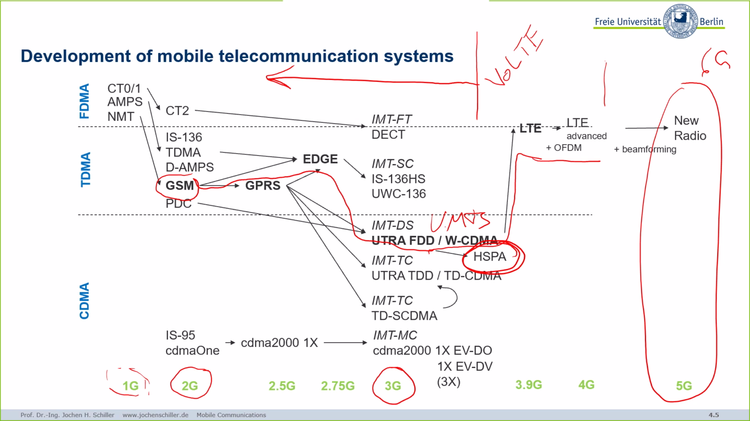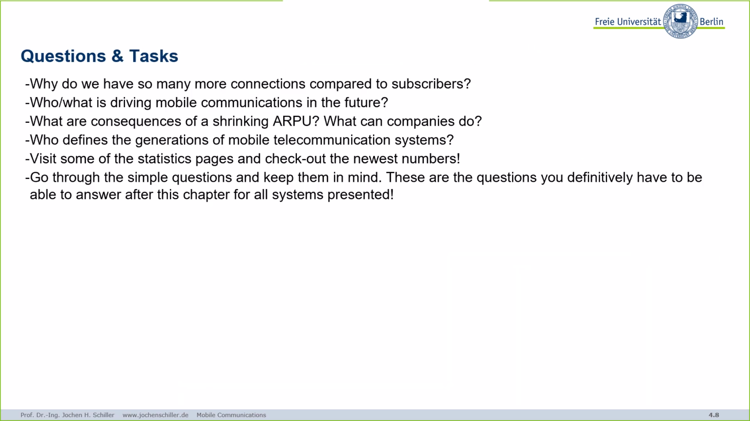Okay, so now let's go to the questions. So when you looked at the figures of connections and subscribers, you saw, we have many more connections compared to subscribers. So I showed you a figure, it's always outdated, was more than 10 billion cellular connections, but only 5-point-something billion unique mobile subscribers. So why do we have so many more?